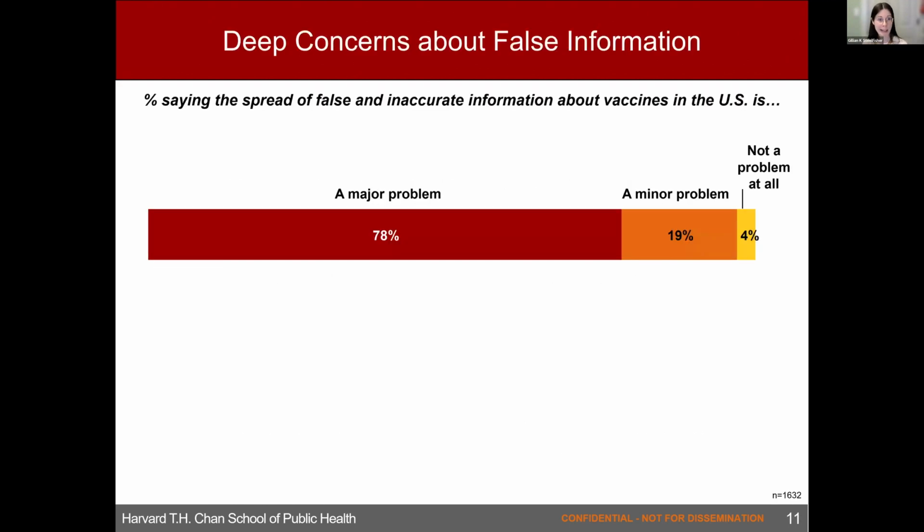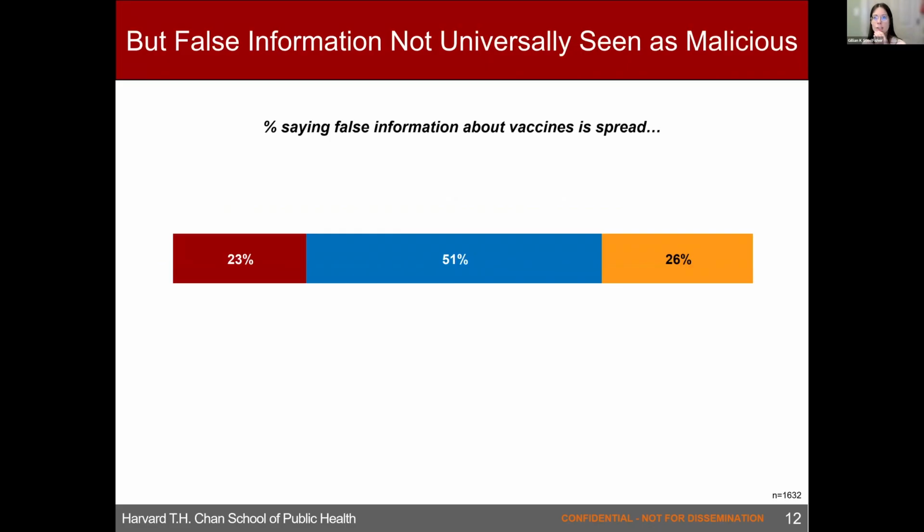So like many health practitioners, the public has deep concerns about false information. A little more than three-quarters of people say that the spreading of false and inaccurate information about vaccines in the US is a major problem, with almost everyone else saying it's a minor problem. Very few people say it's not a problem.